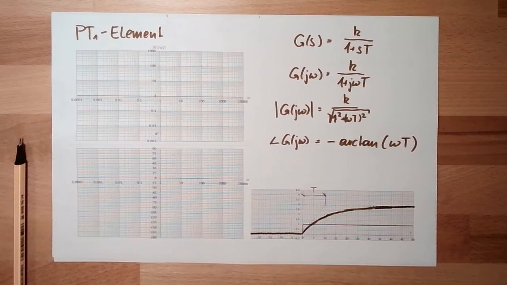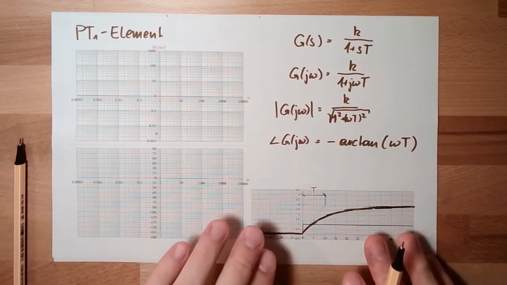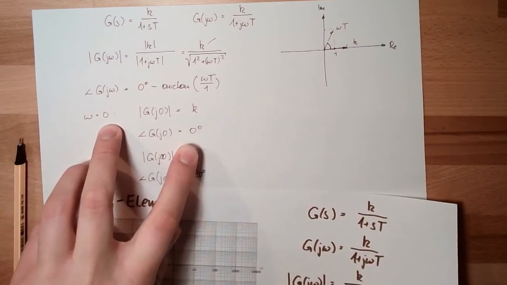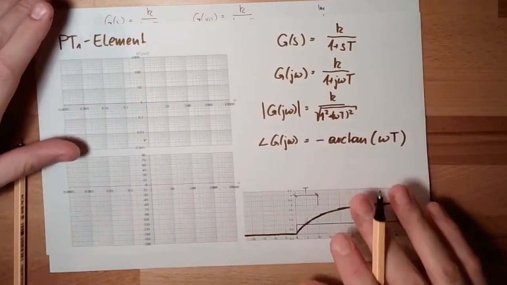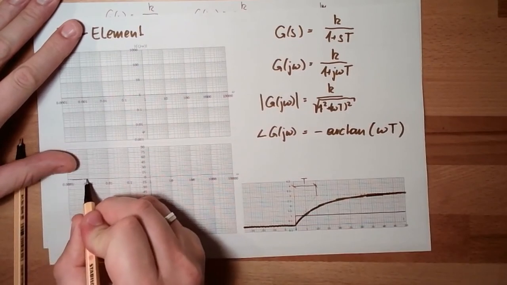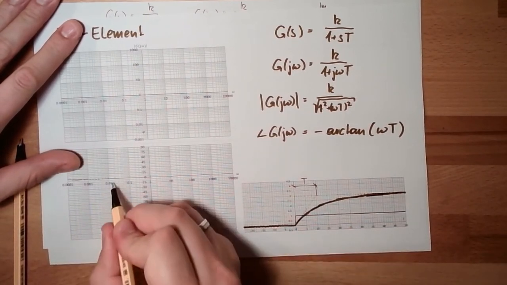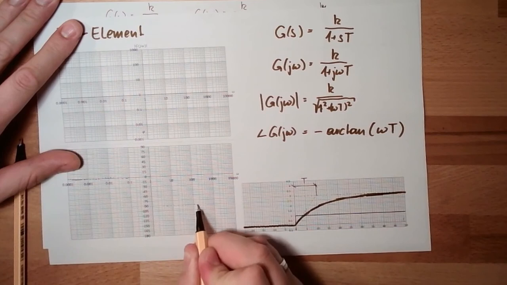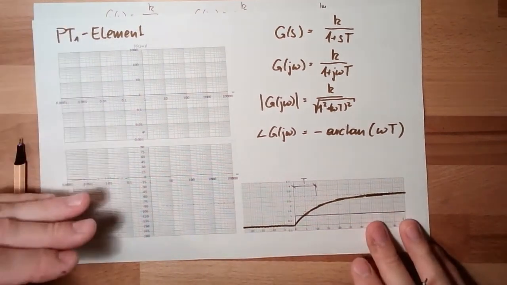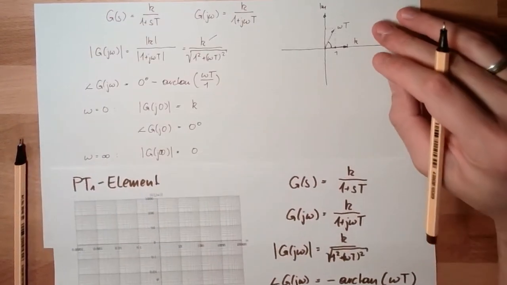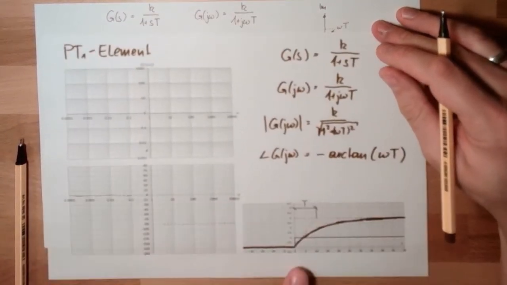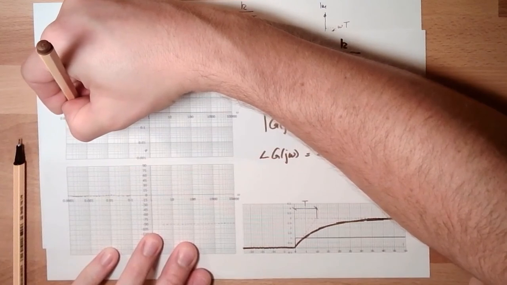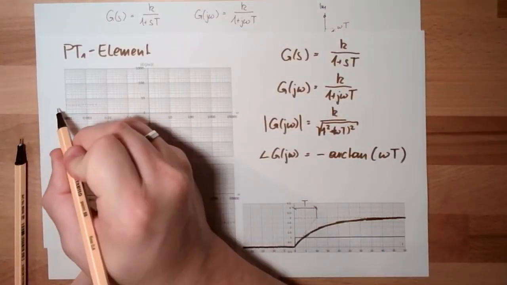Let's have a look at the Bode plot. At frequency 0, we have 0. At frequency unlimited, we have minus 90. So we will start somewhere here and end up somewhere here at minus 90, at very high frequencies. In between, something will happen. At frequency 0, we have k. In this case, I said k is 3. 1, 2, 3. We will start here. Here is k.